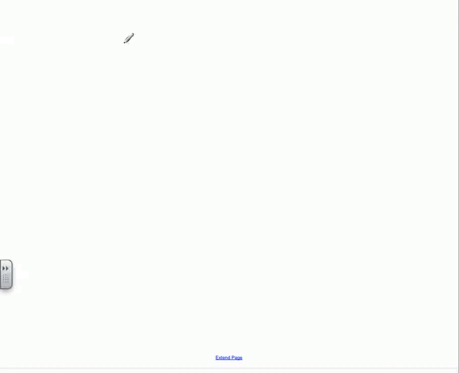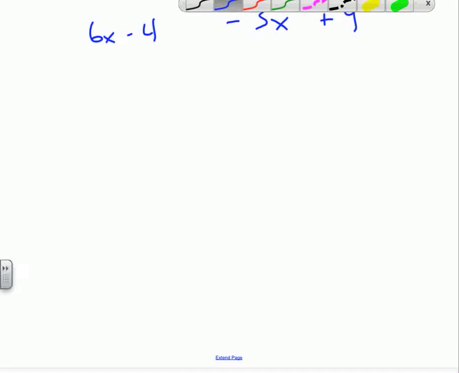6x minus 4 equals negative 3x plus 9. All right, so that's our equation. So try that one, pause it, try that. Okay, I'm just fixing this up while you guys work on the problem. So you're going to take the smaller of the two numbers. We got 6 and we got negative 3.